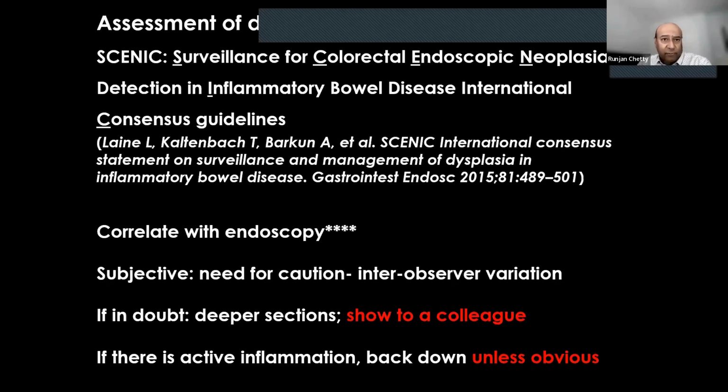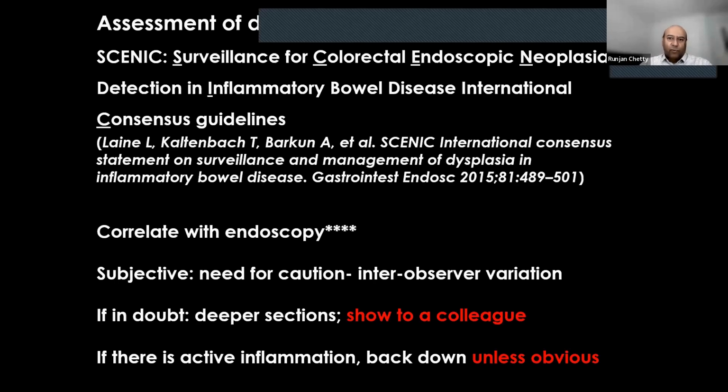And one of the problems with the assessment of dysplasia in IBD is that there is tremendous inter-observer variation, not to mention intra-observer variation. Very similar to what happens in Barrett's esophagus. We look at the thing and say, oh, we have this low-grade dysplasia here, put it away, come back the next morning and say, oh God, what was I thinking? So I think that really also prevails with assessment of dysplasia in IBD. If you're in any doubt, take deeper sections, show to a colleague.